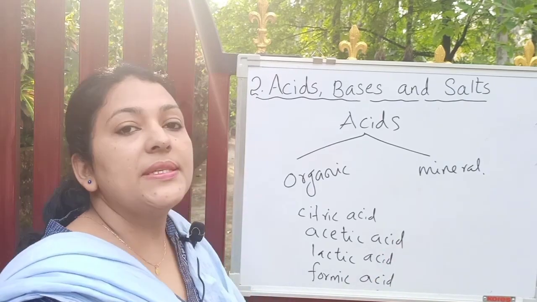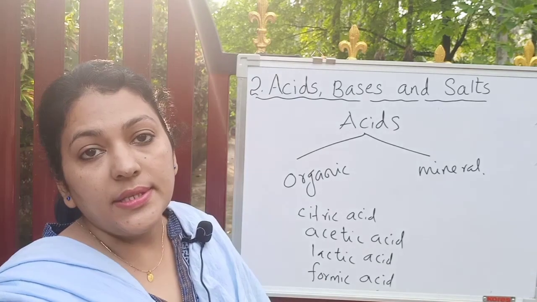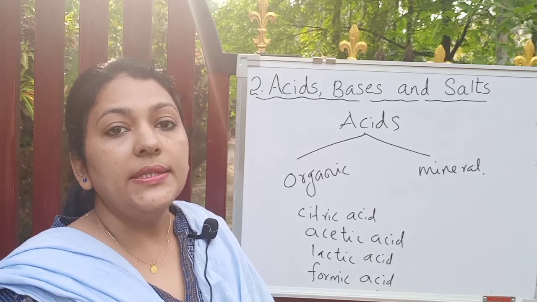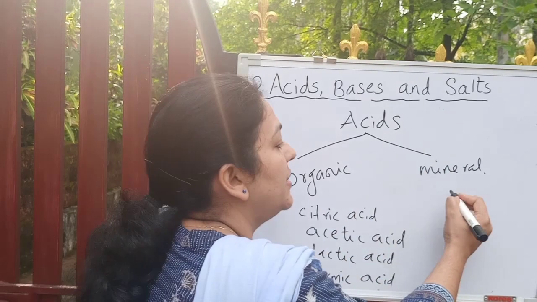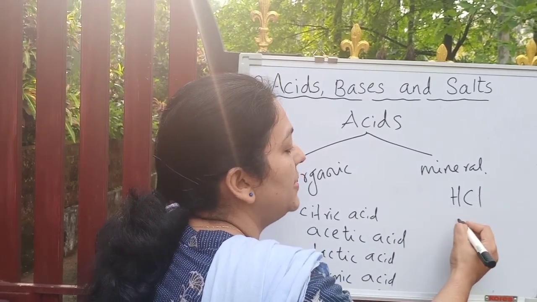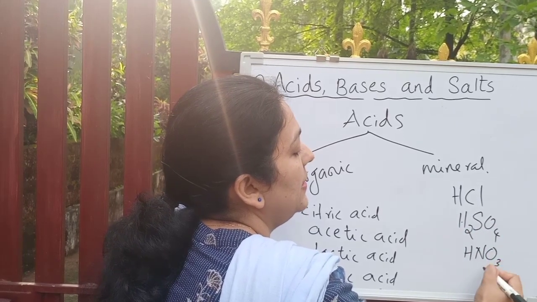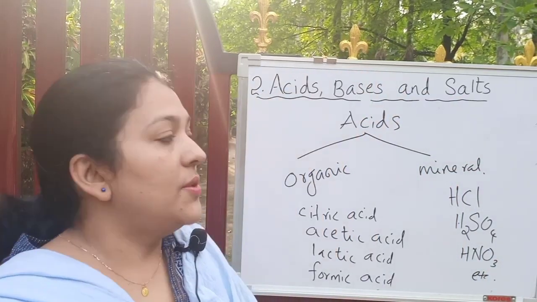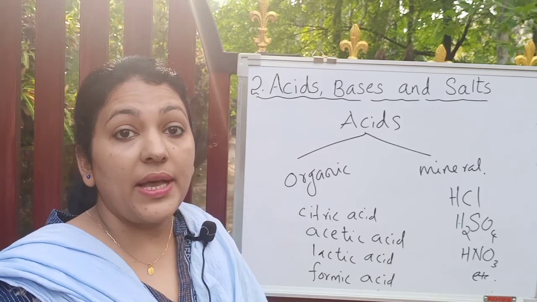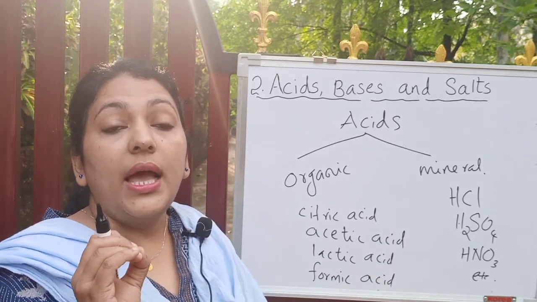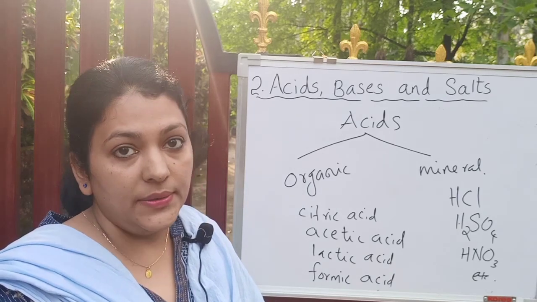Now mineral acids means artificially created acids like hydrochloric acid, sulfuric acid, and nitric acid, etc. So many are there. I'll write the chemical formulas on the board. Hydrochloric acid, sulfuric acid, nitric acid, etc. Hope you understood what the characteristics of acids are and what the different types of acids are, right?